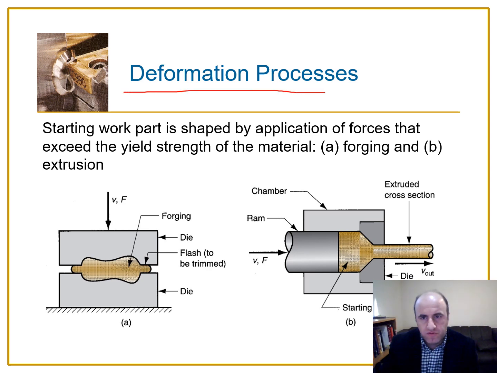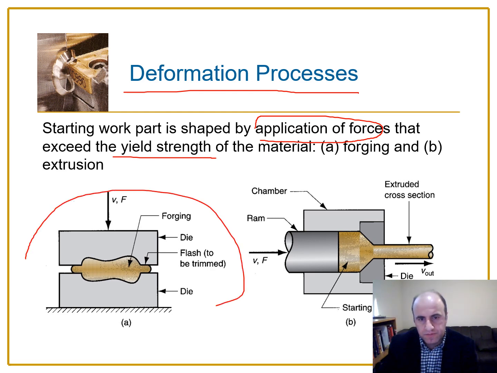The next process is deformation, where we use a significant amount of force to change the shape of the material, and the force has to be more than the yield strength of the material we are dealing with. This is the forging process. As you see on the left, we have a raw material located in the die, and then we use a force to deform the initial shape, and the mechanical property definitely will change throughout this process.